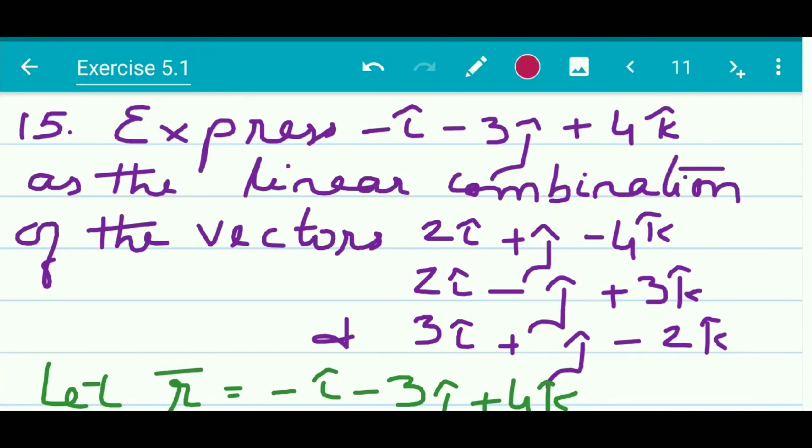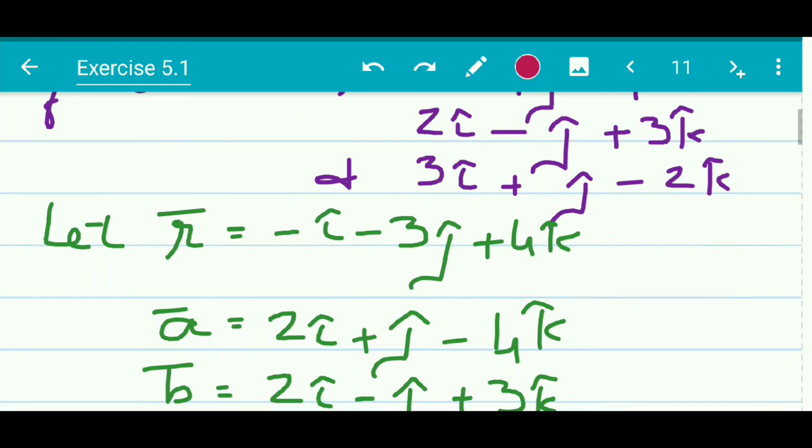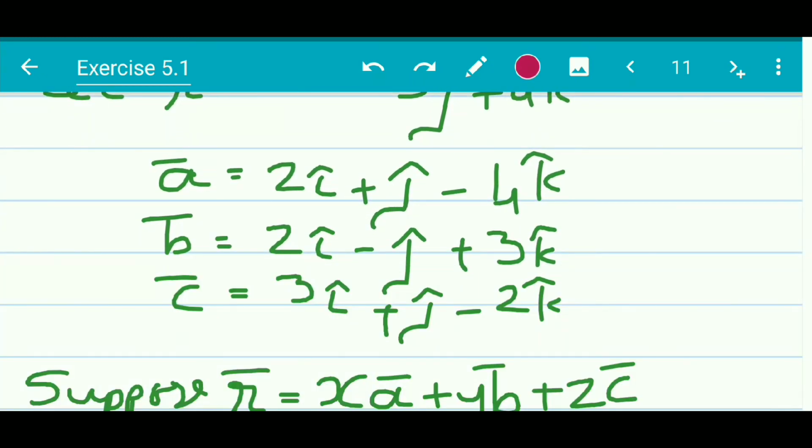In the 15th question, express minus i minus 3j plus 4k as the linear combination of 2i plus j minus 4k, 2i minus j plus 3k and 3i plus j minus 2k. Now here, suppose r is a required vector. So we write r bar as minus i minus 3j plus 4k and we take a, b and c as the given vectors. So a linear combination means we have to express r as xa plus yb plus zc, in which we have to find out the values of x, y and z.